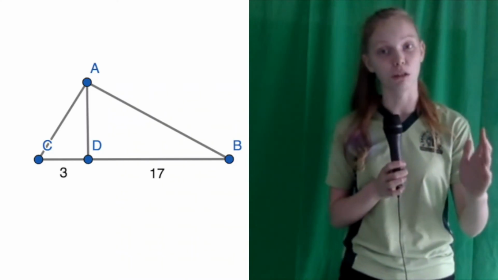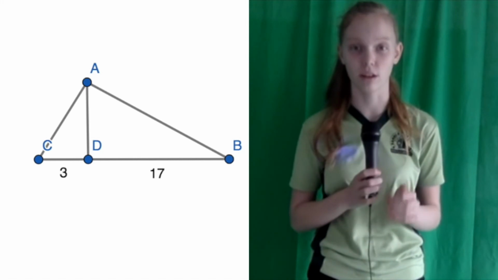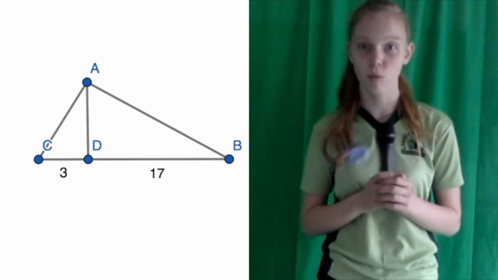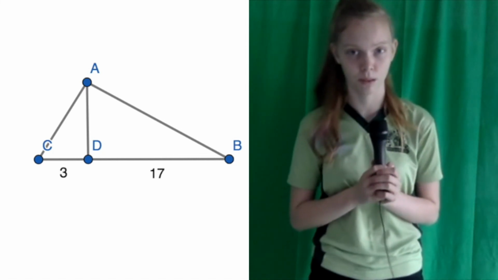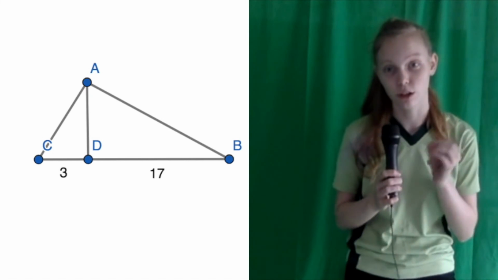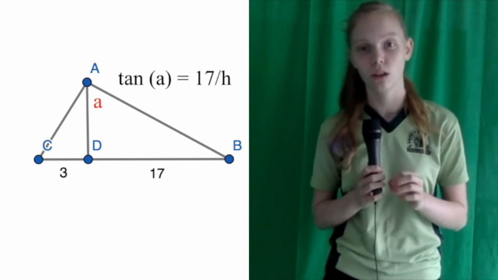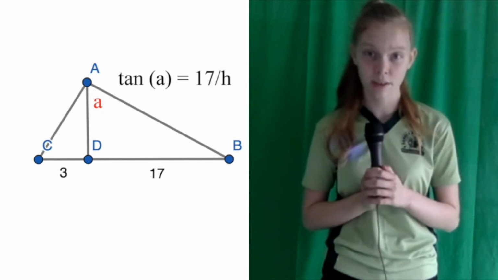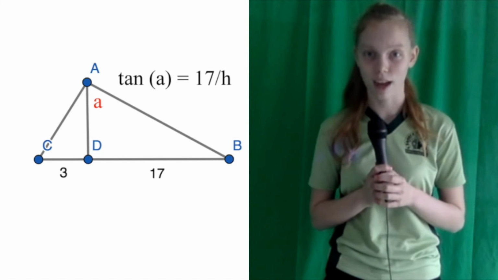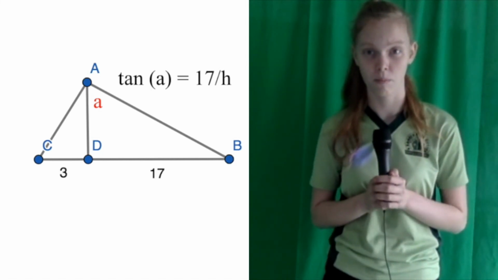Draw the altitude from A down. They're perpendicular, two right triangles, one on the left, which has 3 on the bottom, and one on the right, which has 17 on the bottom. So, we're going to look at the two angles that form at the top. The angle on the side with 17, we're going to call that angle A. Tangent of A equals 17 over h, which is the height of the altitude.